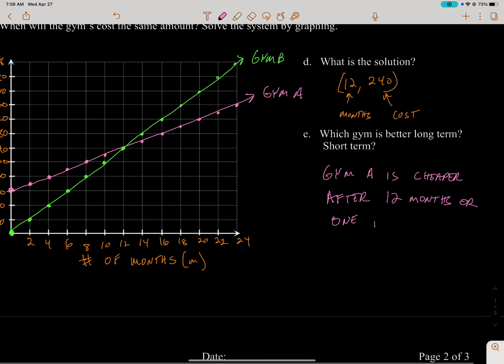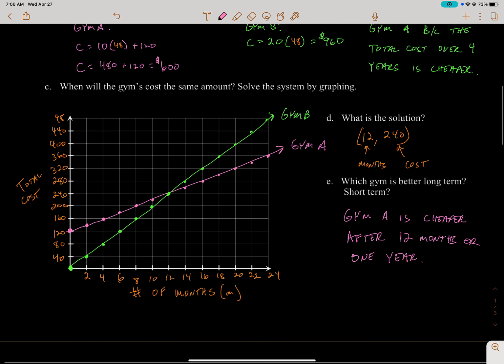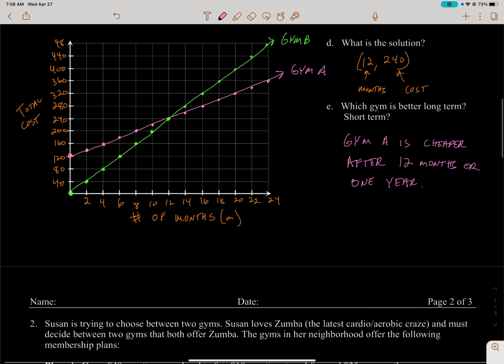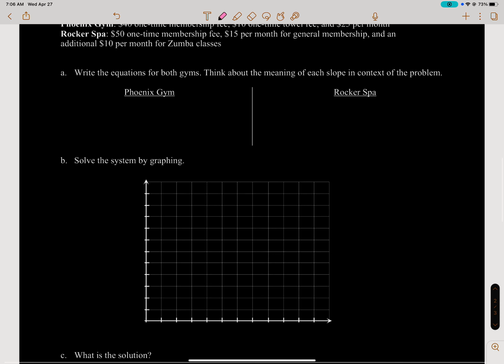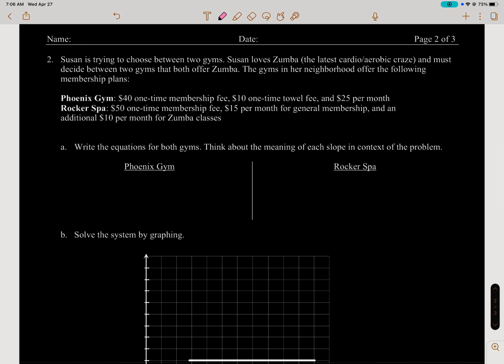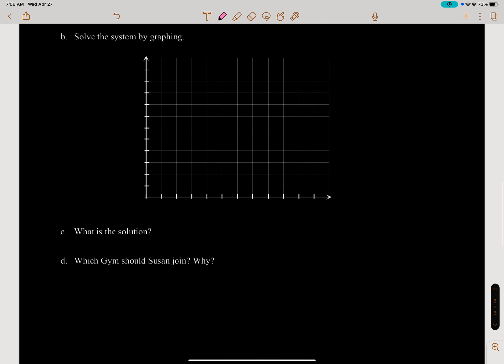Or 1 year. All right, so this is how we do one of these in word problem form. Let's look at this next one. I'll get you started on this one as well, and then we'll finish these in class.